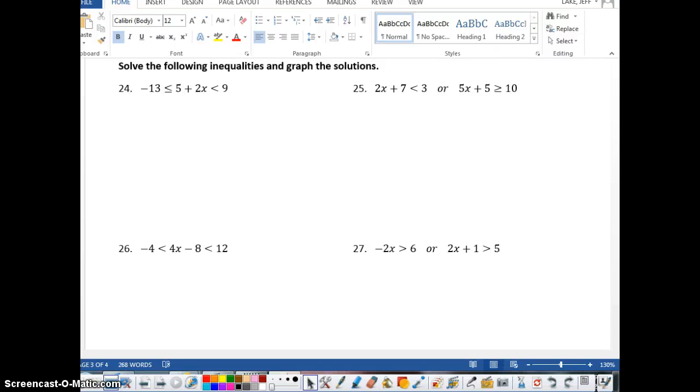This is Unit 1 review. This is page number 3. It's going to be 24 through 30 even.